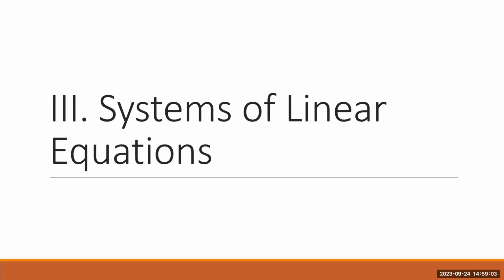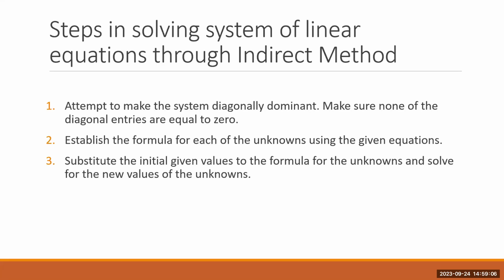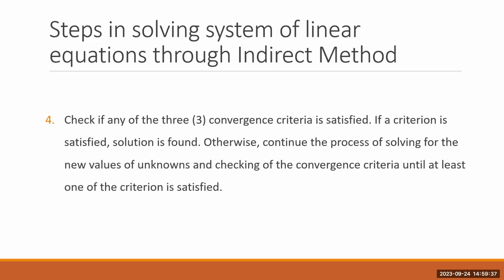For the next topic, systems of linear equations. So here are the general steps to solve systems using indirect methods such as your Gauss-Jacobi. Let's make our matrix diagonally dominant, making sure that none of those diagonal elements are 0. Then we need to establish a formula for each of the unknowns using the given equations, then substitute the initial given values into the formula for the unknowns, and solve for the new values of the unknowns. And similarly, we also need to check whether the convergence criteria are satisfied.